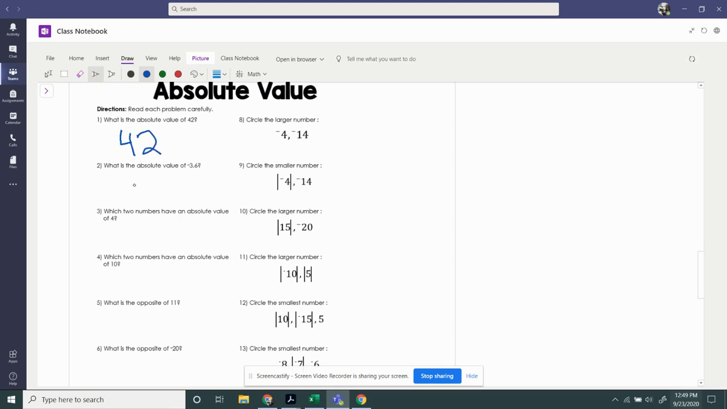Number 2, what is the absolute value of -3.6? -3.6 is 3.6 units from 0 on the number line, so the absolute value is 3.6.